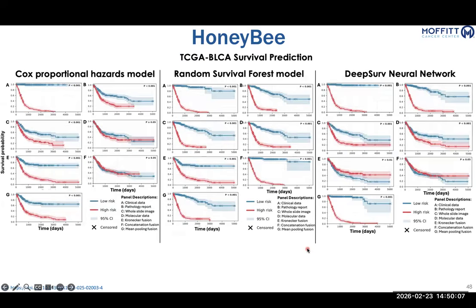Just to show the predictive model capabilities of these trained models, here are all the plots for the three survival models, the Cox proportional hazard, the random survival forest, and DeepSurv, for all individual modalities as well as the simple multimodal fusion modalities for the bladder cancer patients. And you can see for many of them, the stratification is quite strong that we were able to achieve.